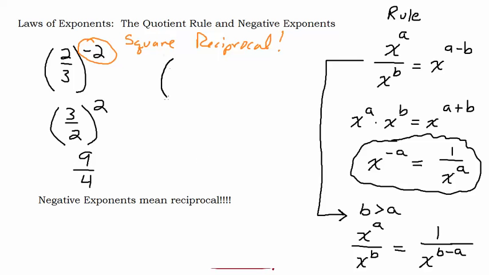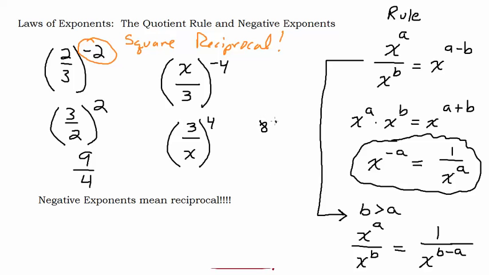All right, and you do the same thing with x's. Say you had x over 3 to the negative 4th, and you wanted to simplify that. Flip it over because of the negative, and then just take it to the 4th. So that's going to be 81 over x to the 4th.